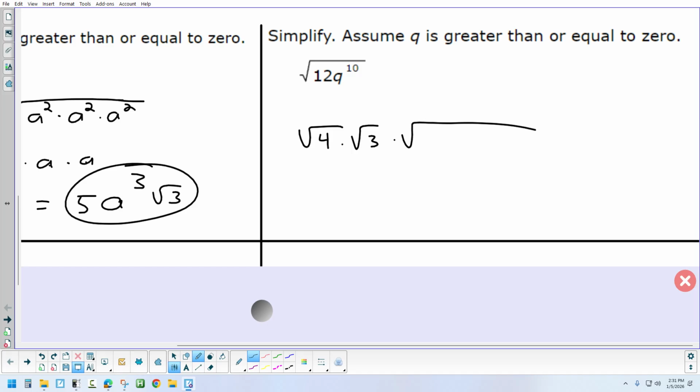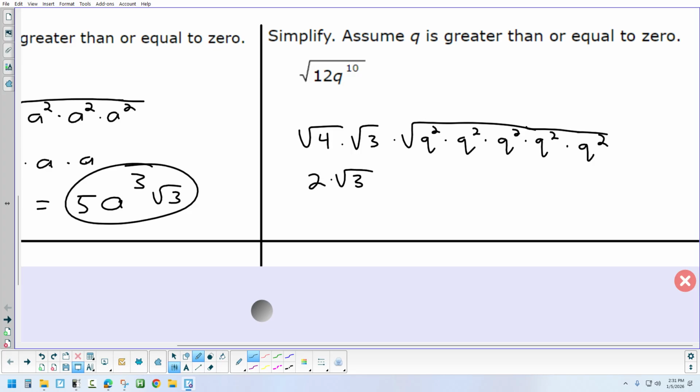How do we break up q to the 10th? Q times q to the 2nd power. And how many of them? 5. Yeah, you're going to have 5 of them. And because they all have powers of 2, they are all going to cancel out. What's the square root of 4? 2.